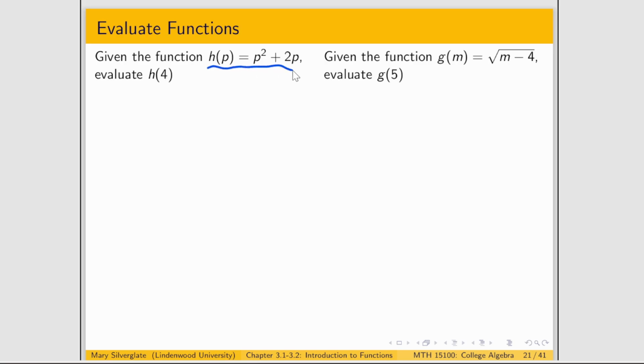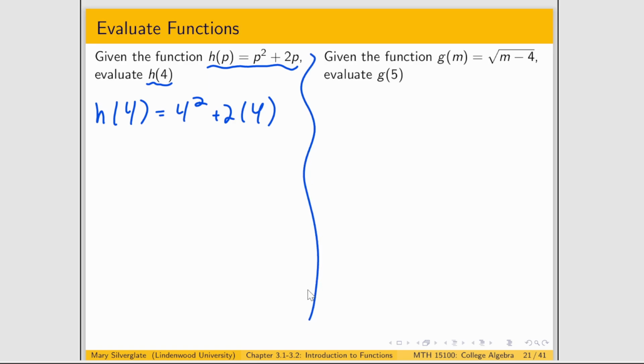So if this is our function here, and I ask you for h of 4, that's asking you to literally replace everywhere you see this input p with a 4. And I would always show that first step explicitly so that your professor knows that you know how to read that function notation. And then from there, it's order of operations.